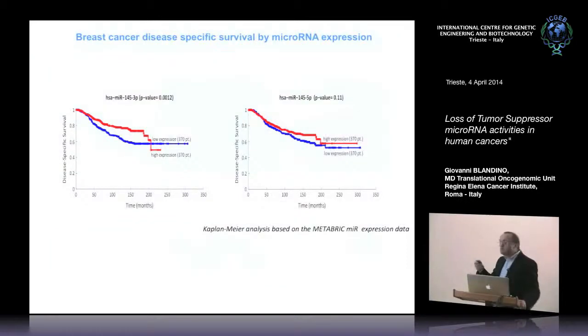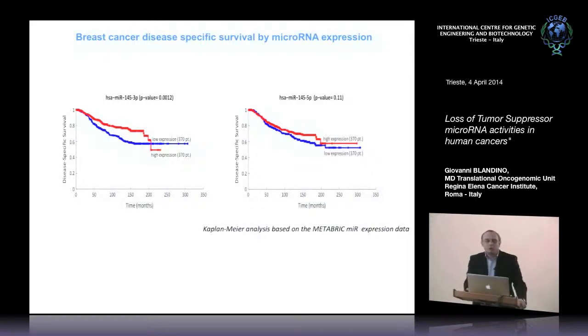Then, of course, we moved to validate this finding. How could we validate this finding? One possibility is to have the 133 tumors that were originally analyzed, not only the buffy coat, but the tumor. That turned out not to be so easy because these 11,000 women were spread across many institutions all over Varese, Milano, so we could not easily collect them. We are still collecting.